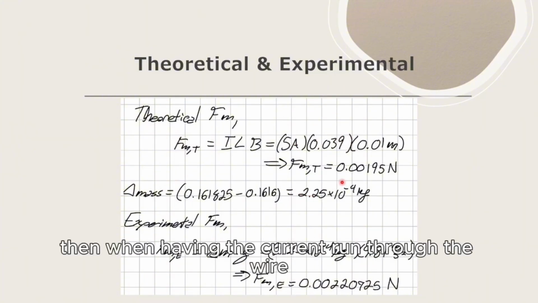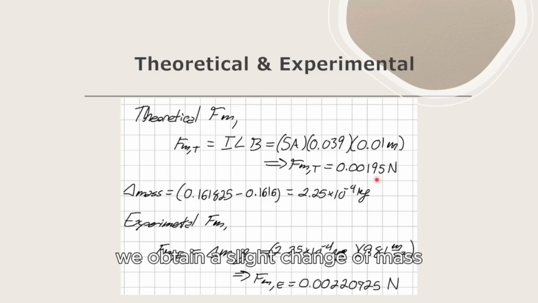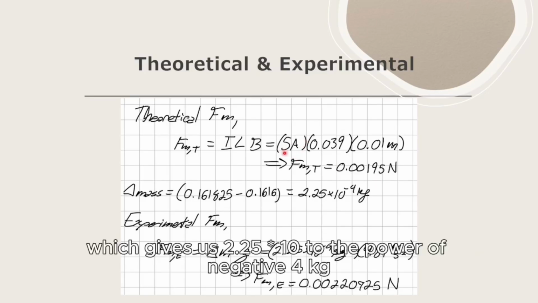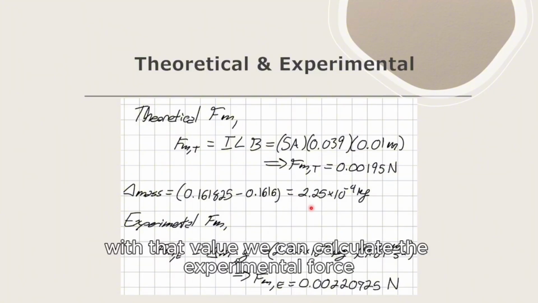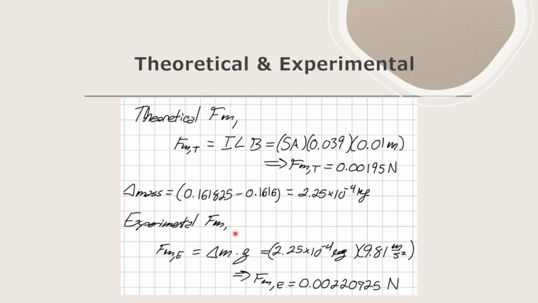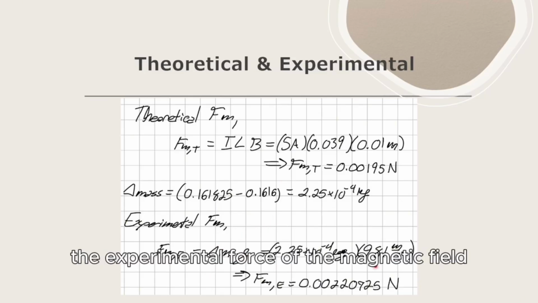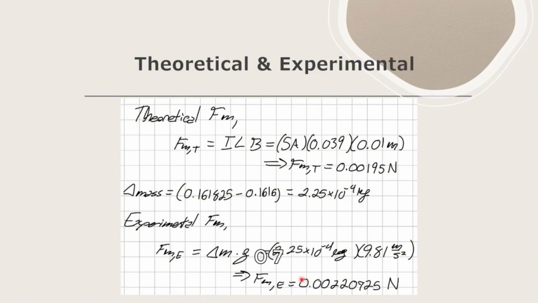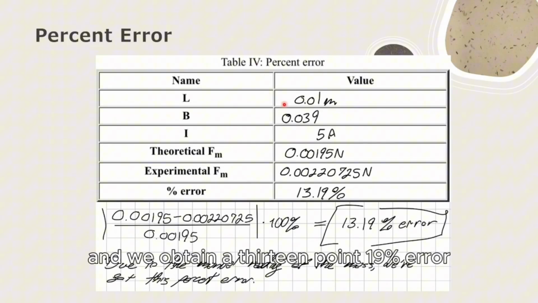Then, when having the current run through the wire, we obtain a slight change of mass, which gives us 2.25 times 10 to the power of -4 kilograms. With that value, we can calculate the experimental force from the magnetic field, which is just the change in mass times gravity, which in turn gives us the experimental force of the magnetic field, 0.0022075 newtons. Using everything, length of wire, magnetic field, current, we obtain a 13.19% error.